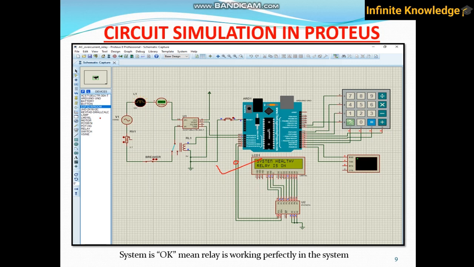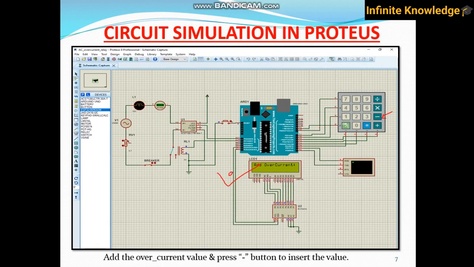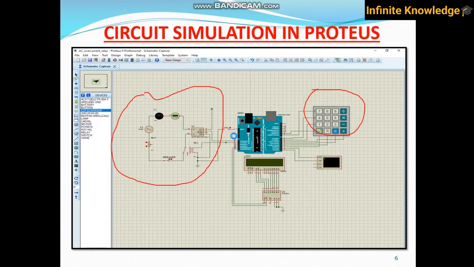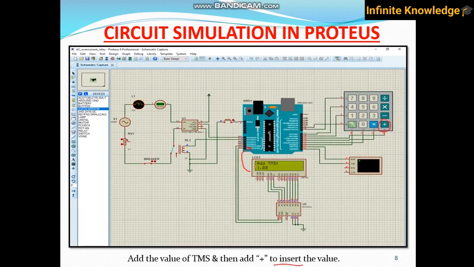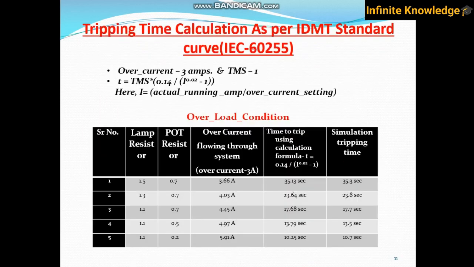But whenever any trouble happens in this circuit, the microcontroller will generate a tripping command to the relay and isolate the faulty part, and a relay trip message will be displayed. To reset this relay, you need to press this button once, and you will come back to your basic position, like on this position. Again, you need to add current and TMS. According to this basic logic, this concept is working.